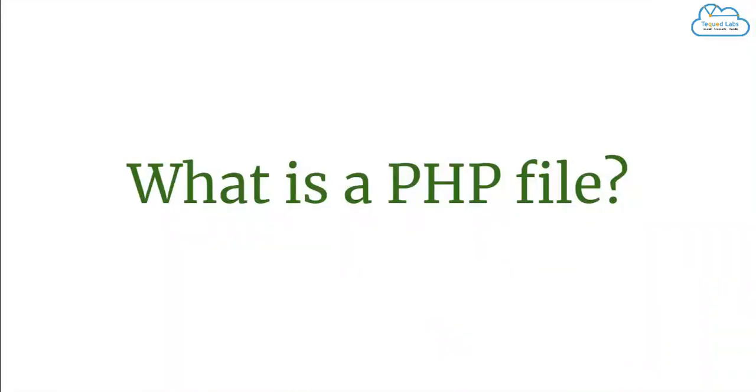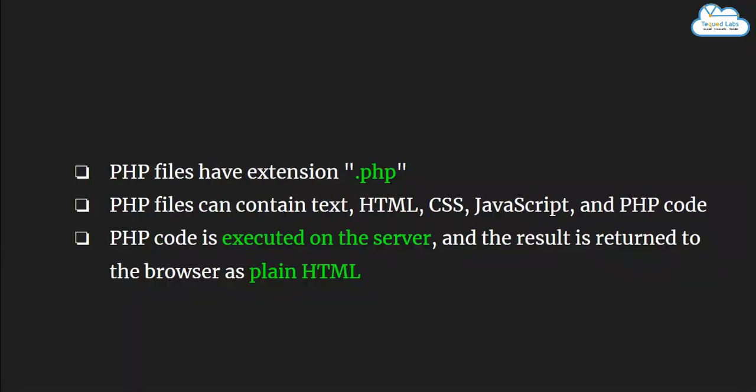Now what is a PHP file? Just like we have .html, .css, and .js for JavaScript, right? In the same way, a PHP file has its own extension, that is .php, right? A PHP file can contain HTML, CSS, JavaScript, and also PHP code, right? So it can contain your client-side programming languages as well as PHP code in that .php file, right? PHP code is executed on a server and the result is returned to the browser as plain HTML.